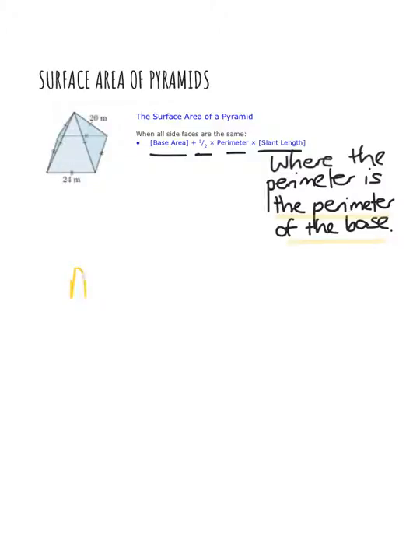So the surface area is going to equal the base area, so the base area is length times width, plus half times the perimeter times the slant length. Now the slant length is actually the height of the triangular face, so it's that direct height there. Before we can calculate the surface area, we have to calculate what that length is, and you can simply do that using Pythagoras' Theorem.